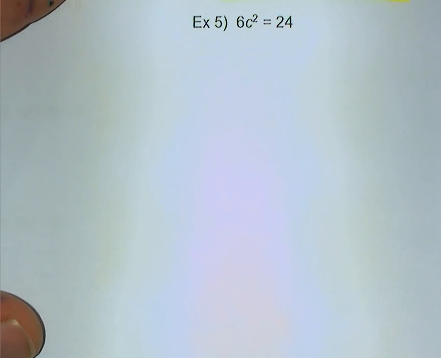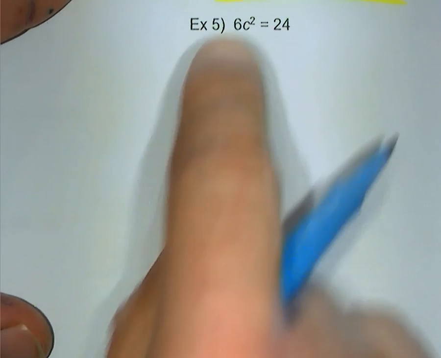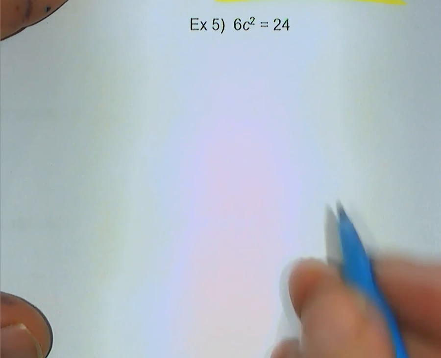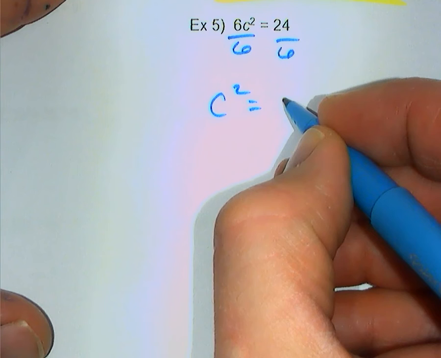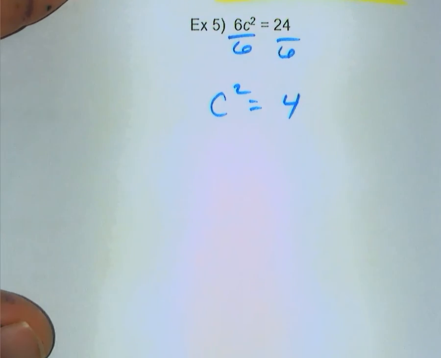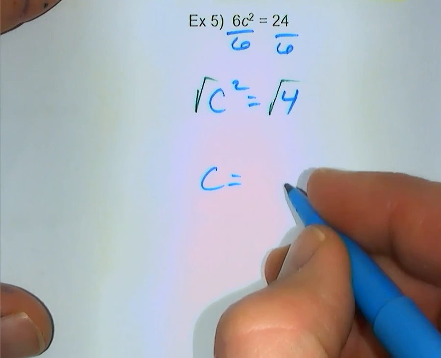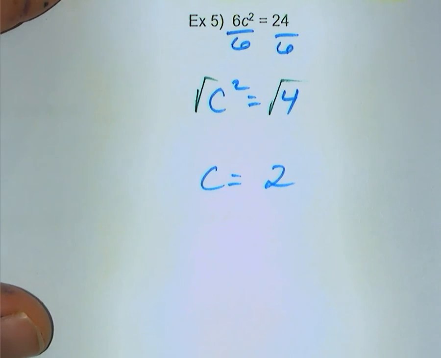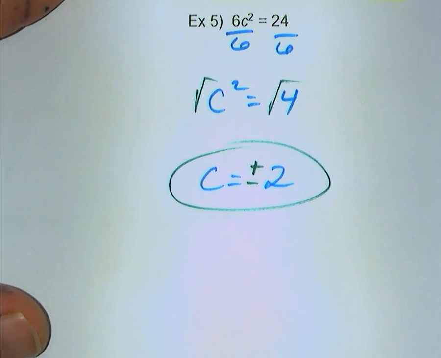Number 5, I got 6c squared equals 24. First thing, Mag, what would you do here to get this c squared by itself? Divide by 6. C squared equals what? 4. How do I get the c by itself? How do I get rid of the squared? Square root it. What's the square root of 4? 2. Is that the right answer? No, sir. Don't forget the plus or minus sign.